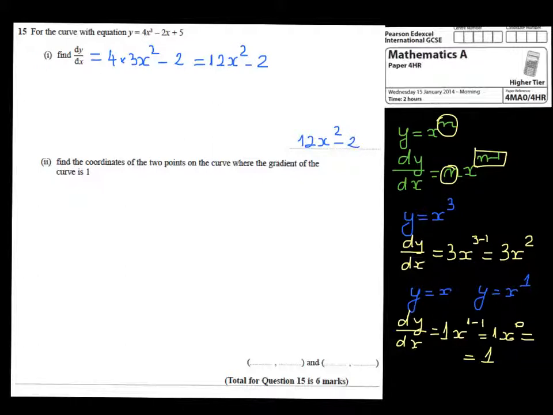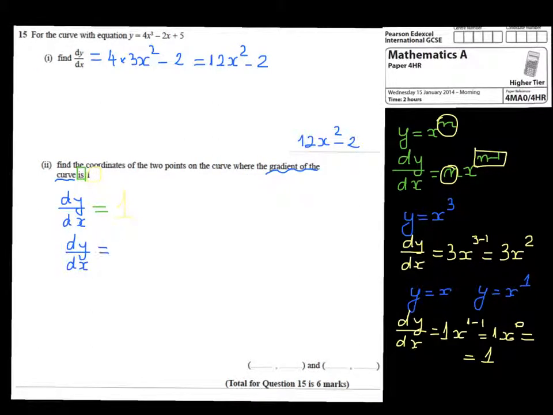Find the coordinates of the point on the curve where the gradient of the curve is 1. We have here an equation. The word "is" tells me that I need to form an equation. Gradient of the curve is dy by dx is 1. So here is my equation. Let me write it again. dy by dx equals 1.